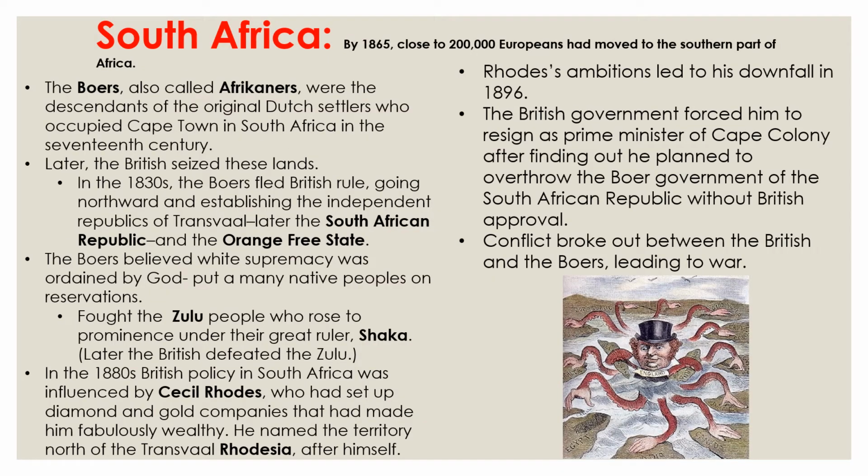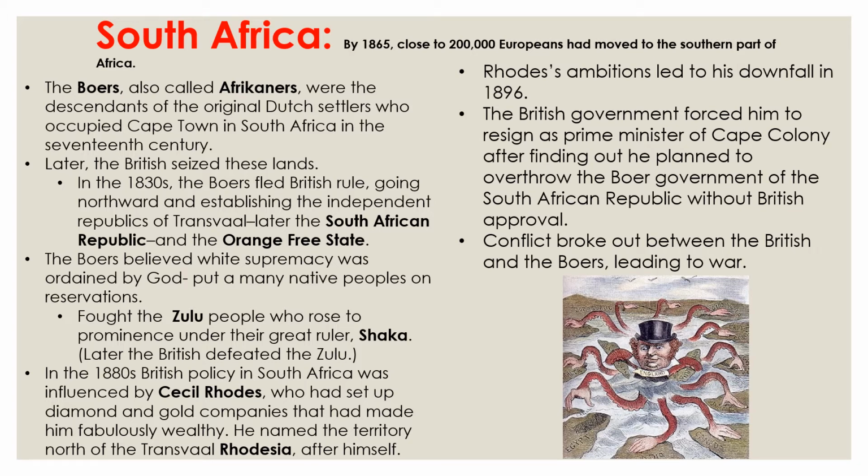Now, in South Africa, what happened there is also a dicey thing. By 1865, close to 200,000 Europeans had moved to the southern part of Africa as colonists. Now, there were already people that were of European descent living in South Africa. They were called the Boers, also known as the Afrikaners. They were actually descendants of the original Dutch settlers who had occupied Cape Town in South Africa back in the 1600s or the 17th century. So they had been there already for 200 years. Later, the British move into these territories and they want to take these lands from those Boers, those Afrikaners, those descendants of the original Dutch settlers in that region.